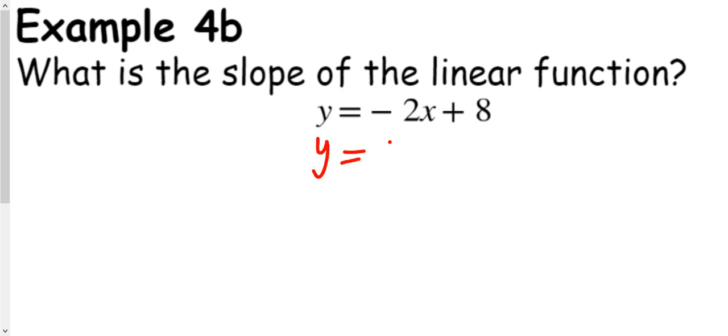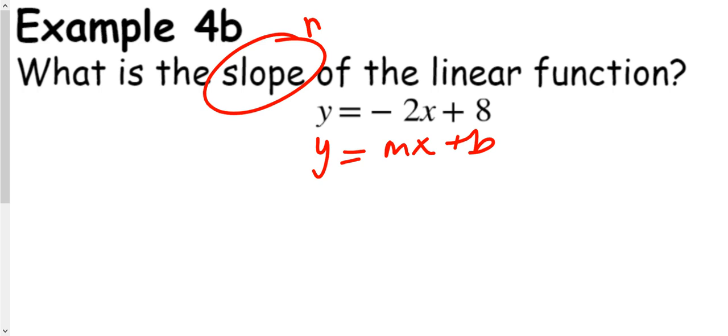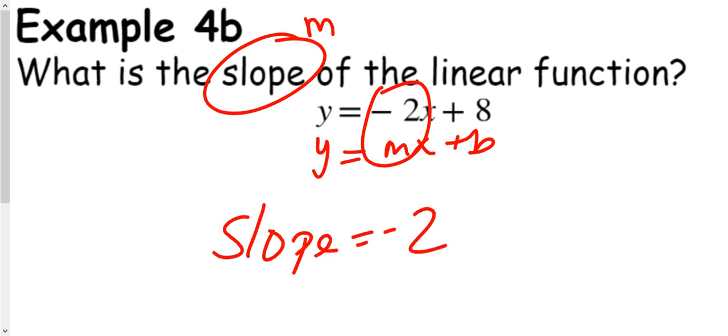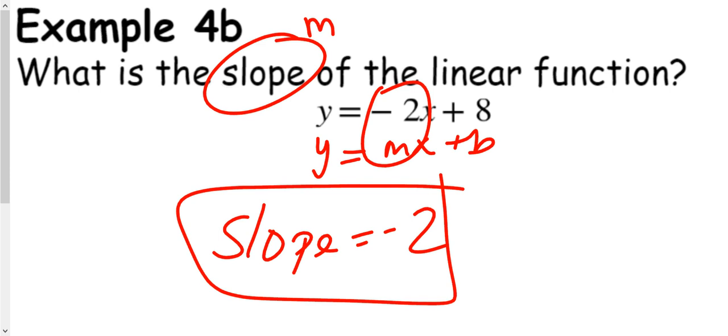What's the slope of this linear function? This, again, is in slope-intercept form. And slope is which letter? It's m. So what number is in the place of m in this function? -2. So our slope is -2. That was easy.